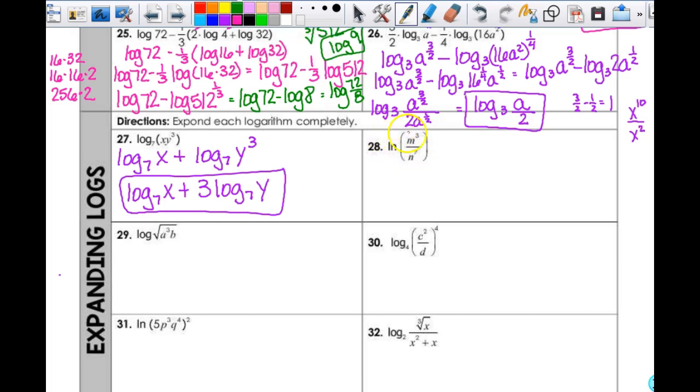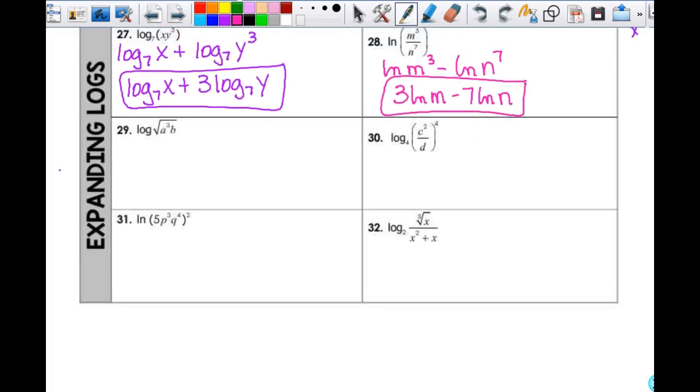Okay, so then this is the quotient rule, so I'm going to subtract. So the natural log of m cubed minus the natural log of n to the 7th. Am I done? No, those exponents come out, so I get 3 times the natural log of m minus 7 times the natural log of n. Everybody good with that?